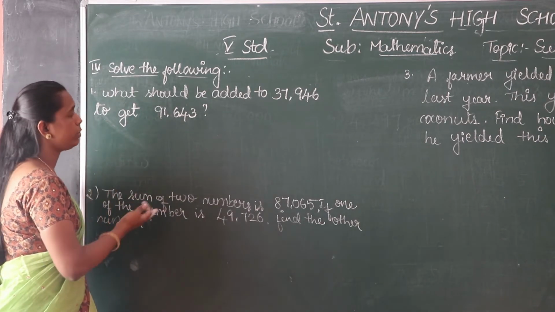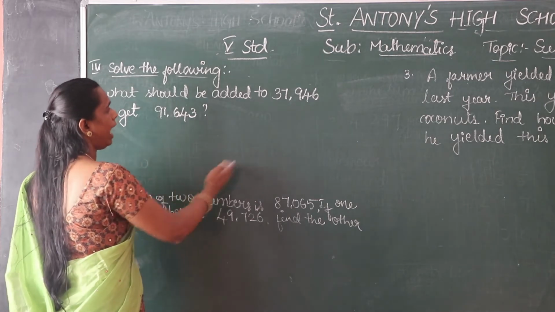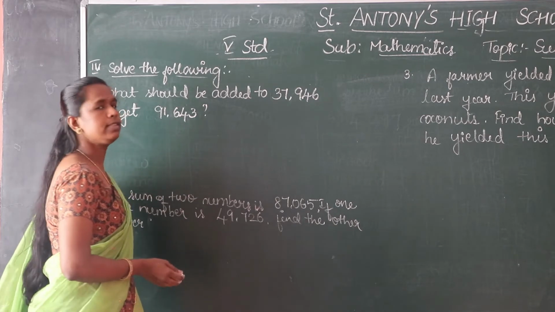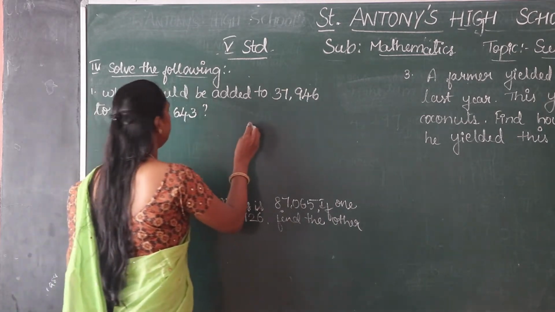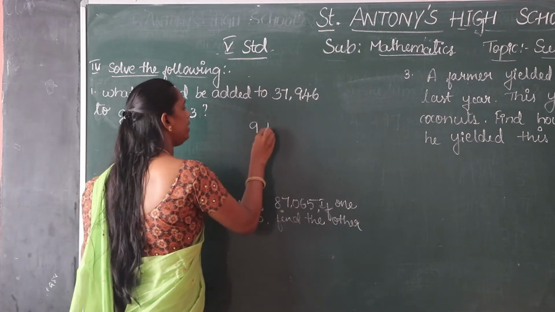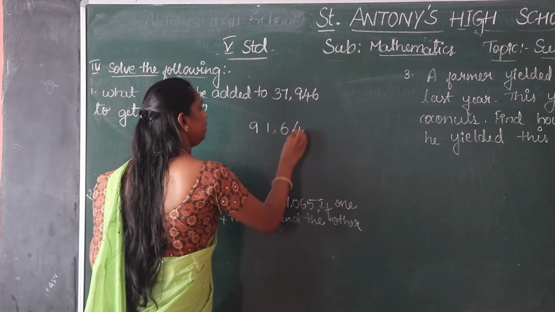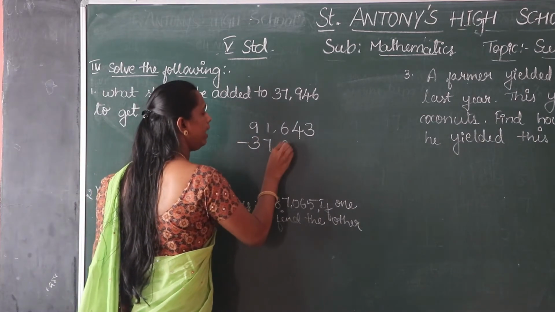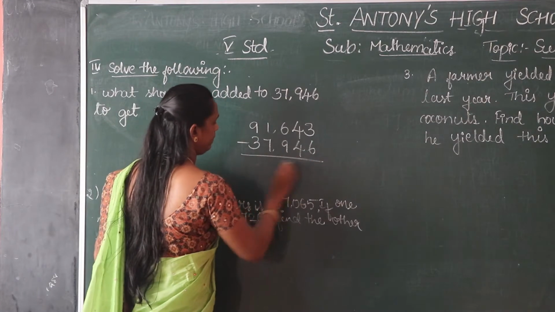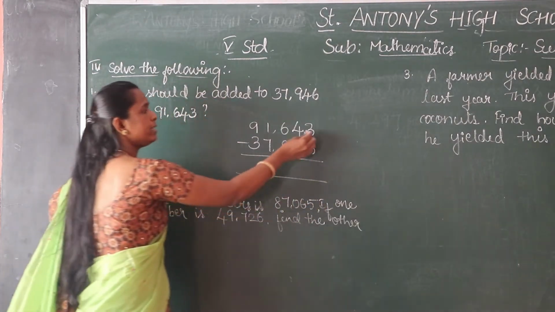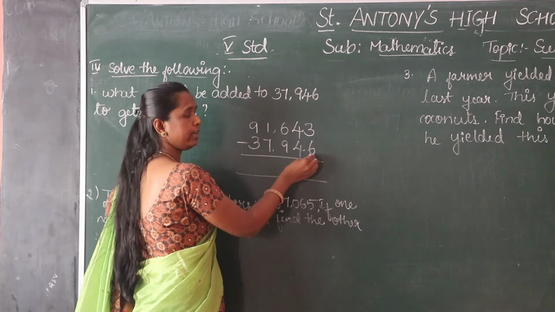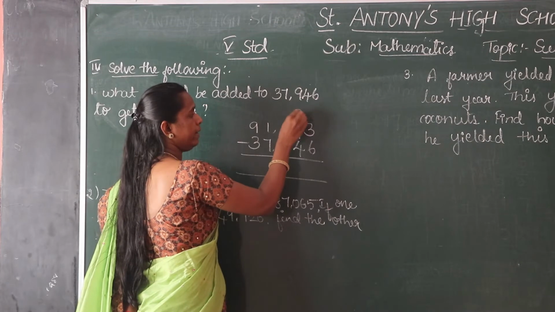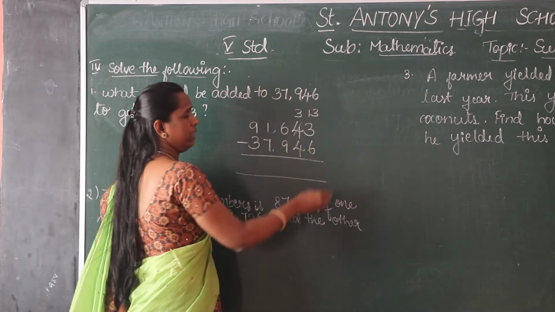Which number we have to add to 37,946 to get the final answer 91,643. For that we have to do the subtraction: 91,643 minus 37,946. So 3 minus 6 is not possible. You know that 6 is the greater number. Take borrow from the tens place. So this 4 becomes 3 and this 3 becomes 13.